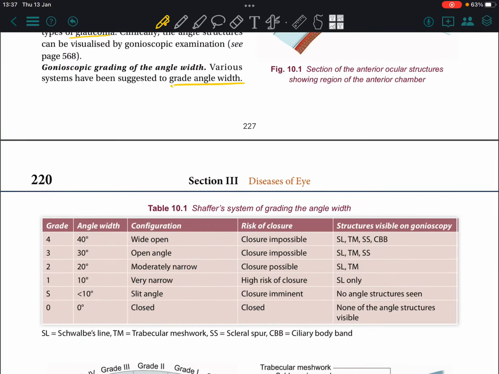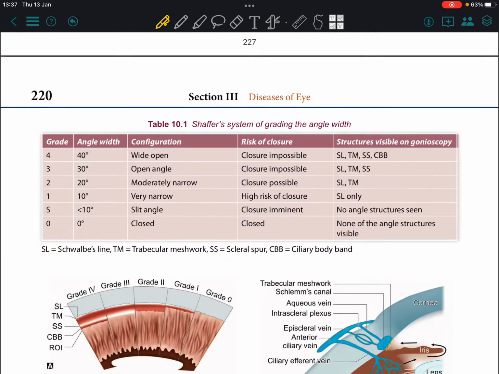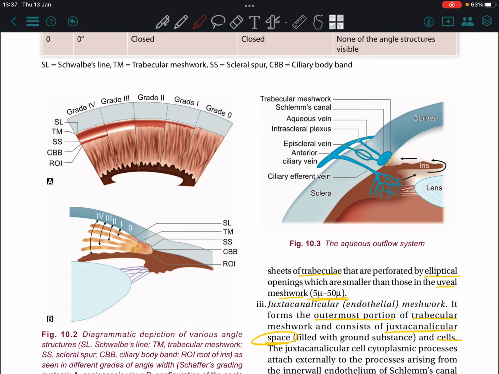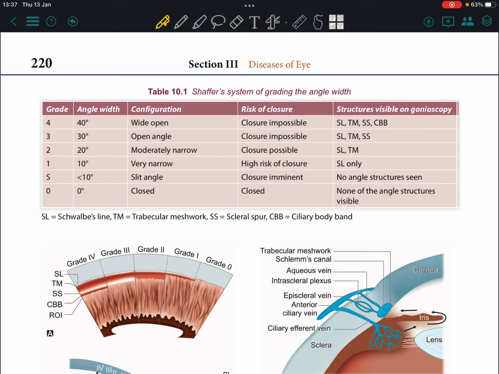The second part in the aqueous outflow system is Schlemm's canal. Before that, we will see the given diagrams. Shaffer's system of grading angle width: grade 4, grade 3, grade 2, grade 1, S and 0.